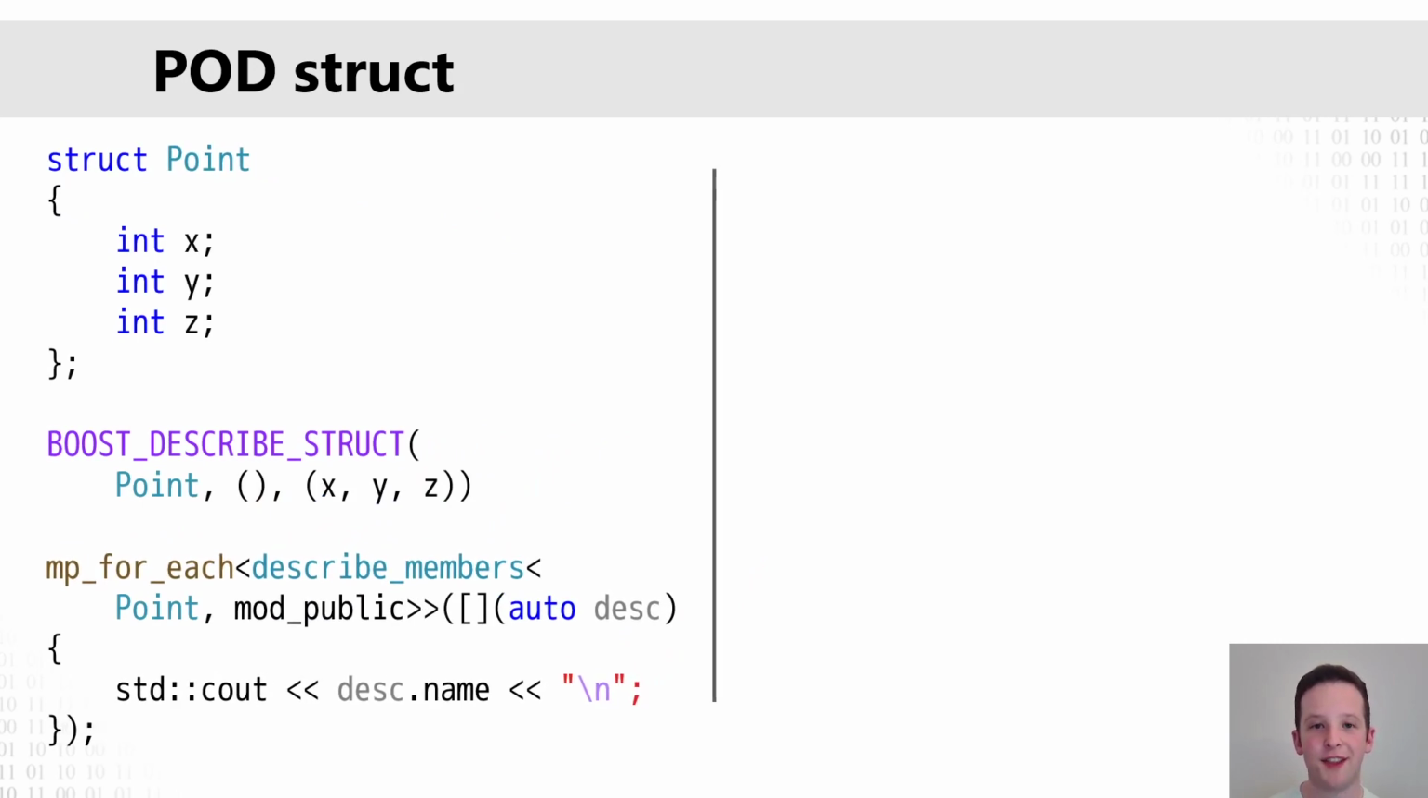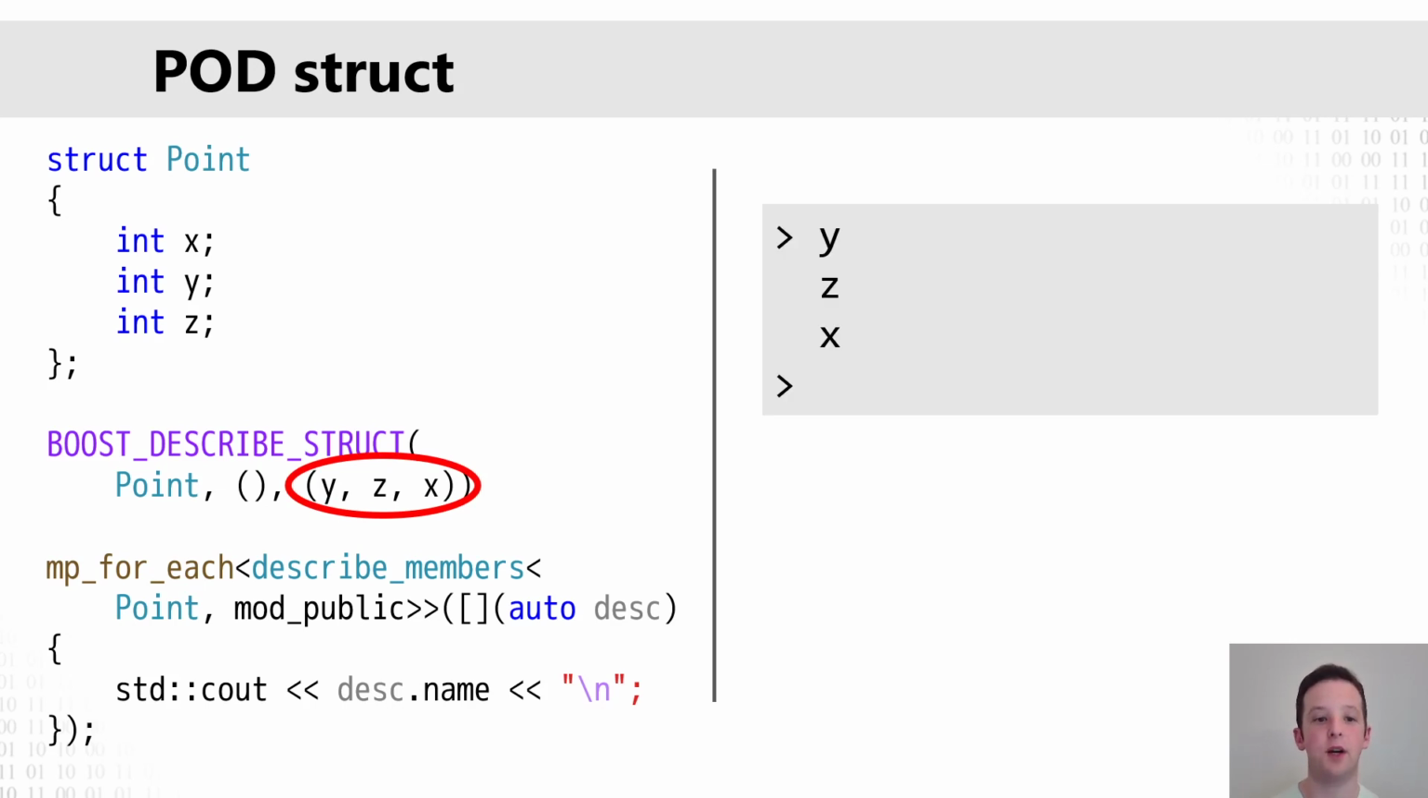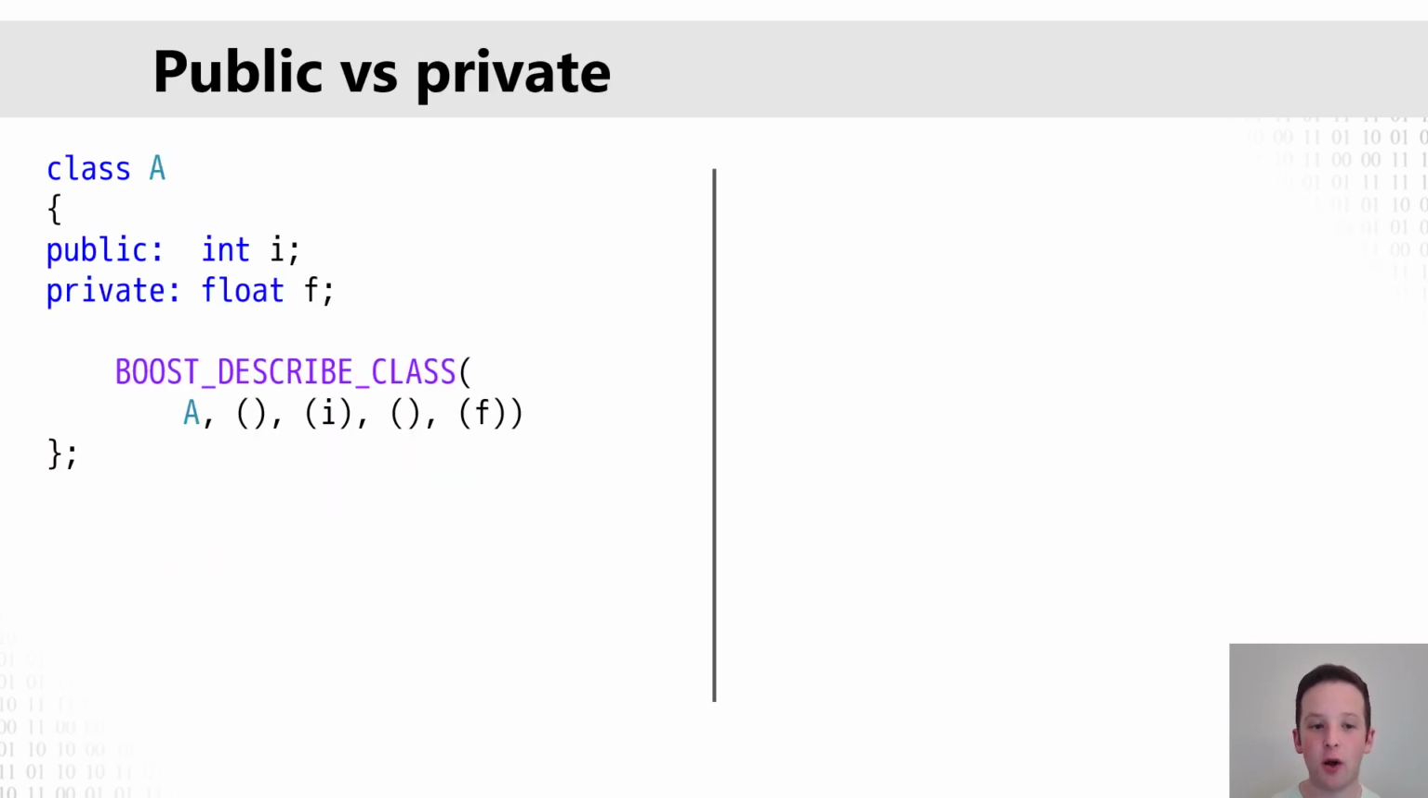So let's get back to our example here. I want to print out the names of each of the members, and I'm doing it by using the describe_members type list. So what will this print out? Well, you would expect X, Y, Z. And you would be right in expecting that. Now, one thing I will note: if you change the order that you register the members in BOOST_DESCRIBE_STRUCT, then it prints out in that order. Okay, so Boost.Describe knows the names of your members.